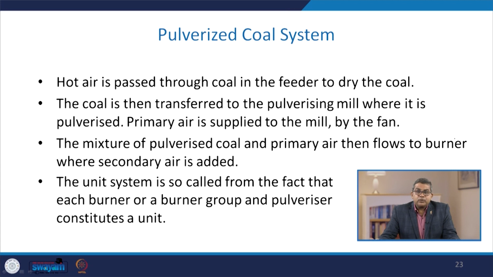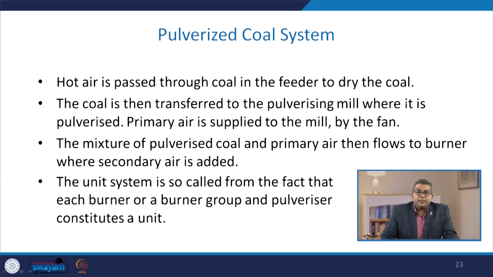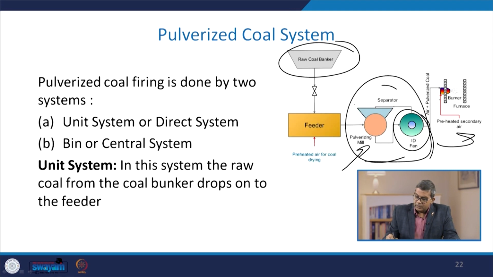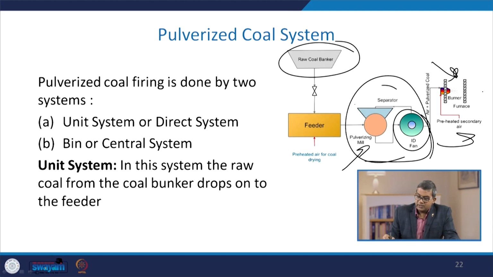Now the coal is then transferred to the pulverizing mill. Here you see that this is the pulverizing mill where it is pulverized, and in between you need to supply the primary air to the mill by the fan. Here you can see that the ID fan is supplying the primary air. Now the mixture of pulverized coal and primary air then flows to the burner where secondary air is added. Here you see that this is transported to the burner. The unit system is so called from the fact that each burner or burner group and pulverizer constitutes a unit. So you can say this is an entire unit.